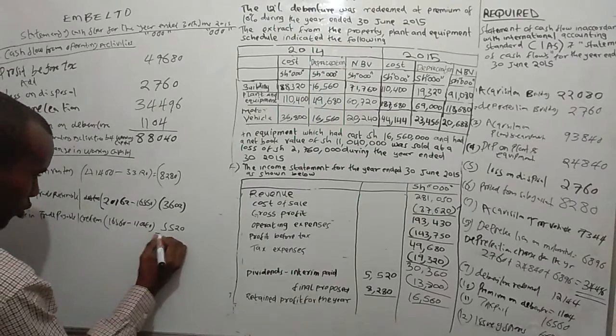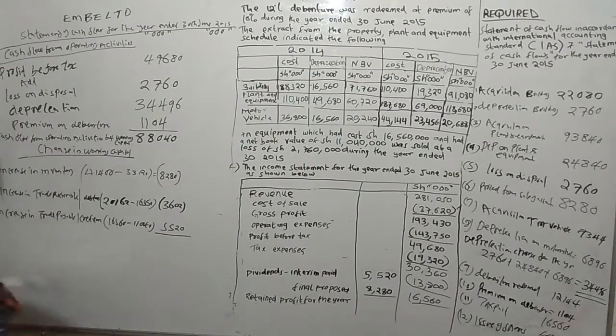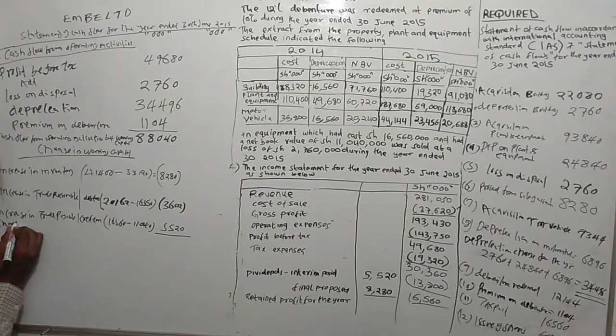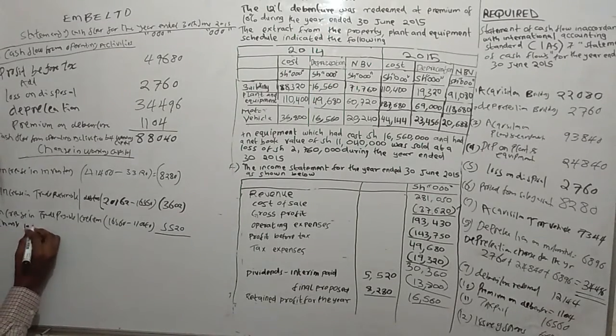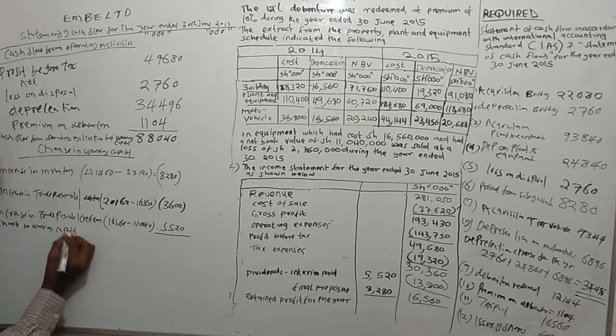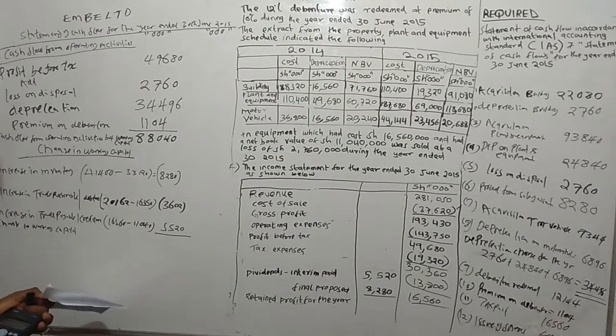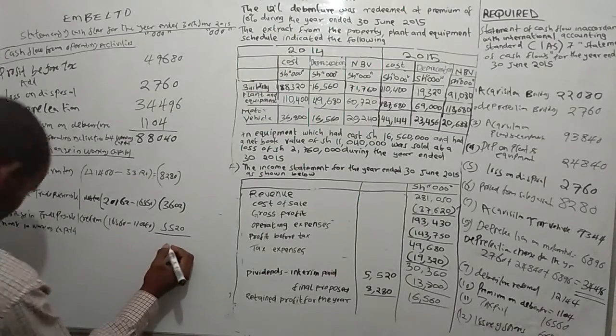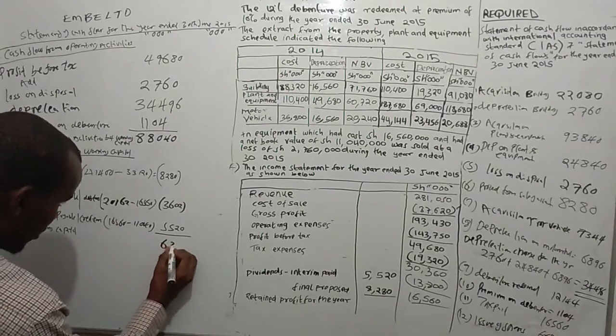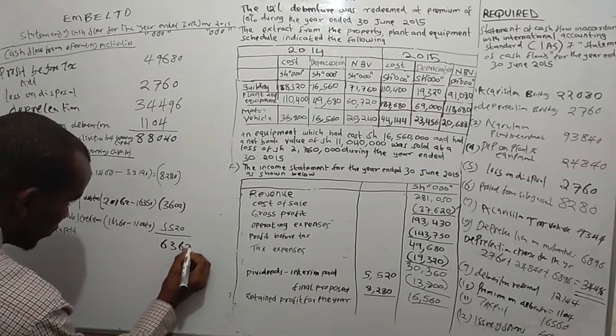So the change in working capital will be: we take minus 82.80, since this is negative, then subtract also that 602, then add 55.20, getting 63.62.